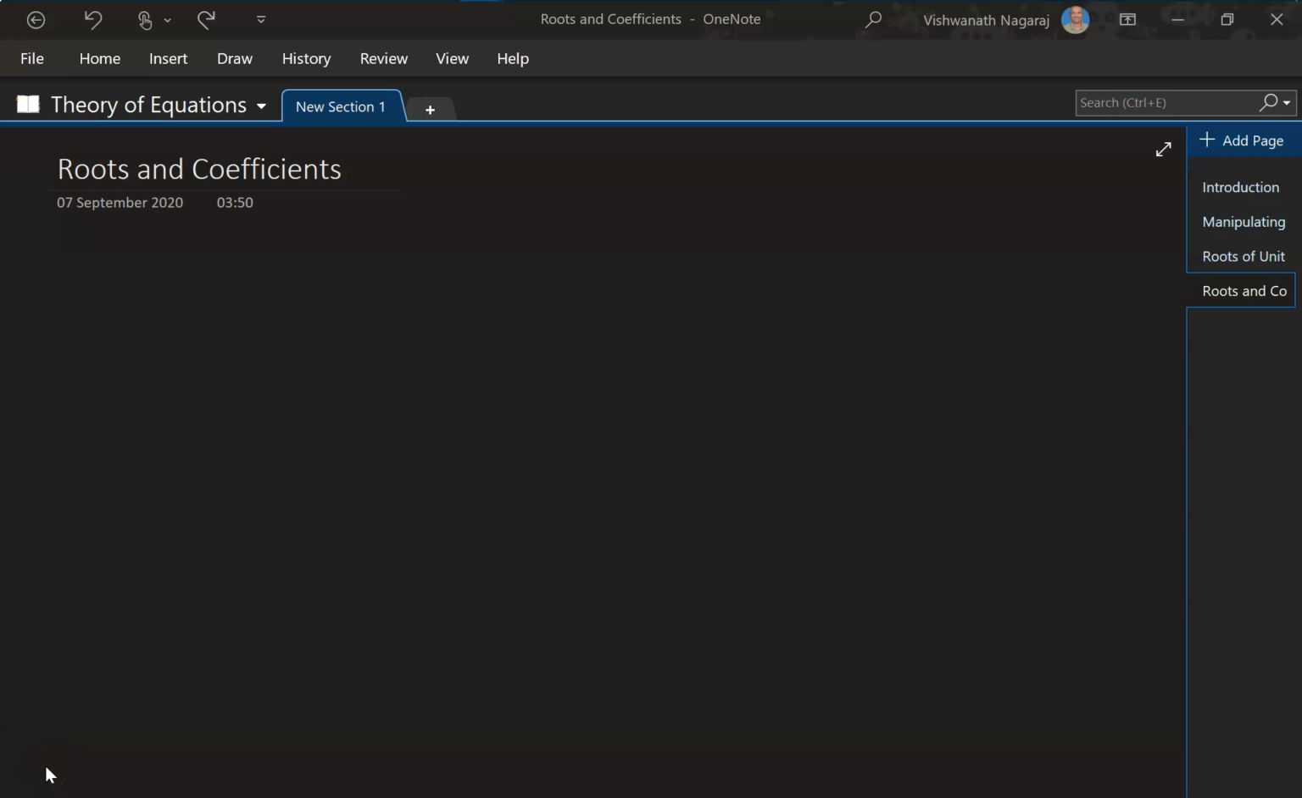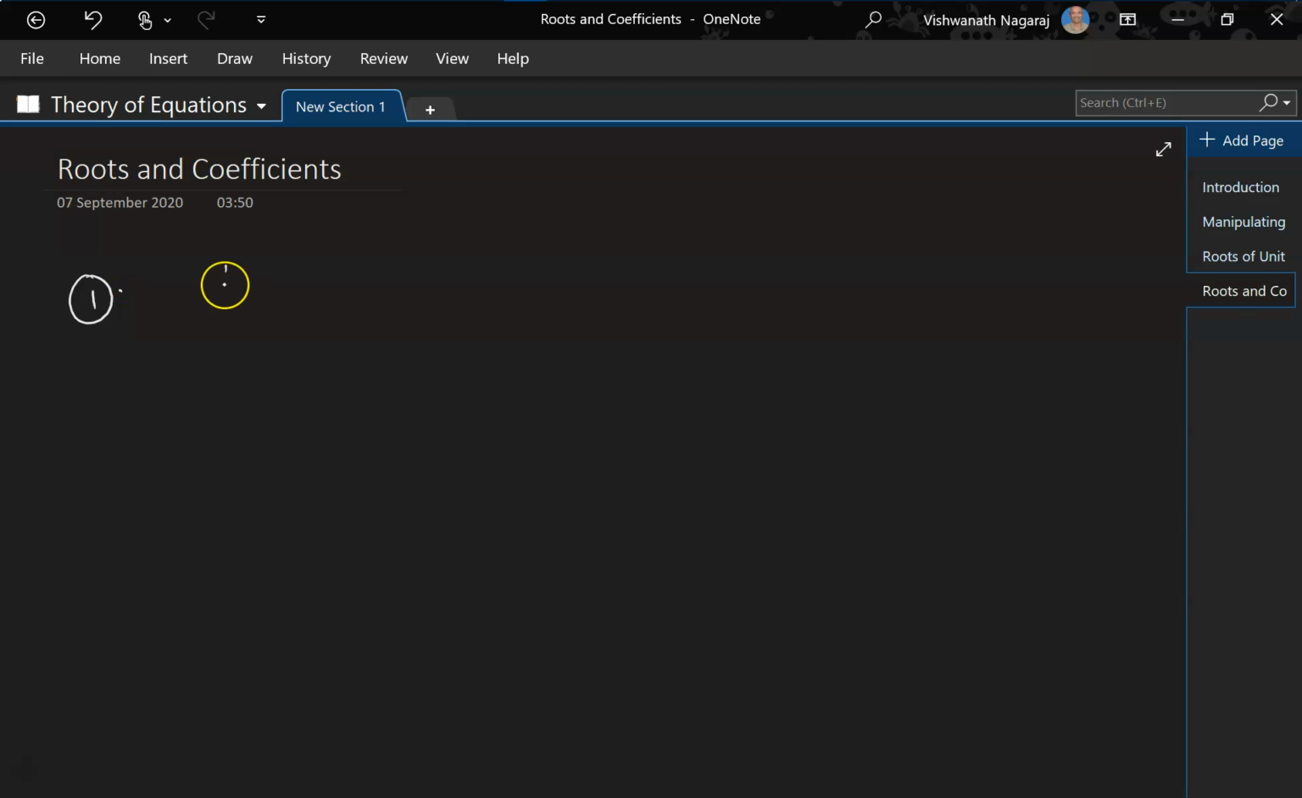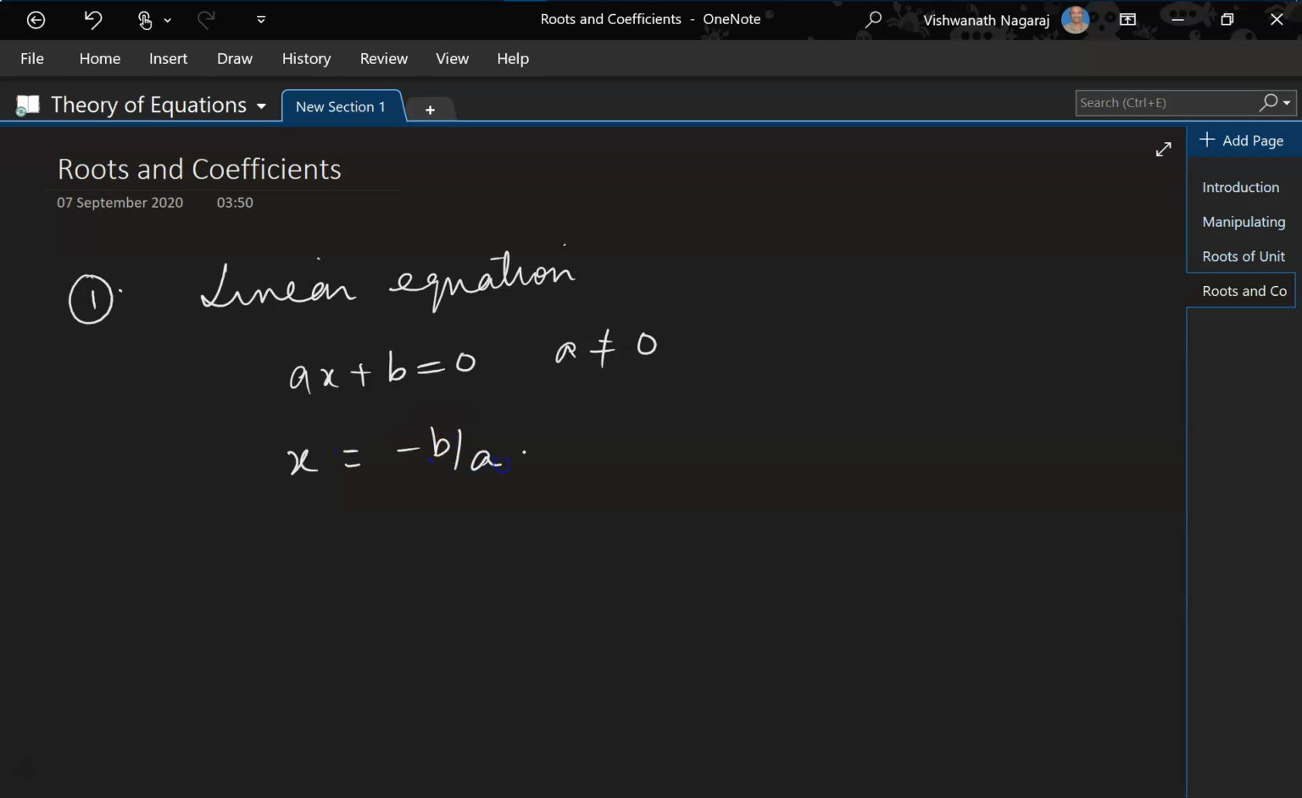Now let's look at roots and coefficients of an equation. So again, that would depend on the type of equation we are talking of. In case of a linear equation, which is ax plus b equal to 0, and here remember a is not equal to 0, x would be equal to minus b by a. So this is the root in terms of coefficients.